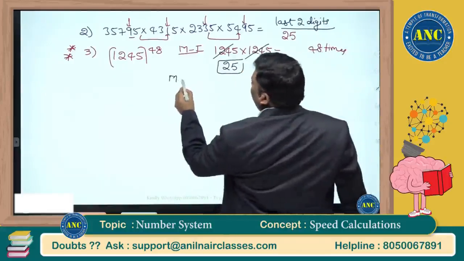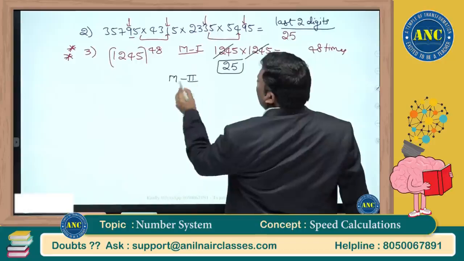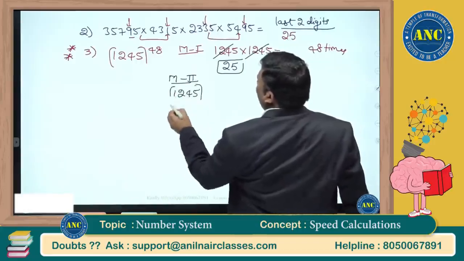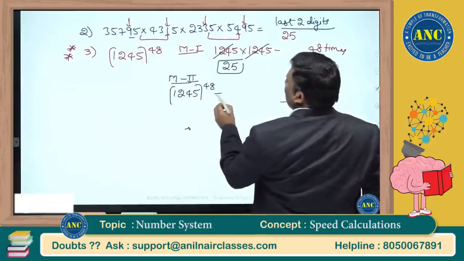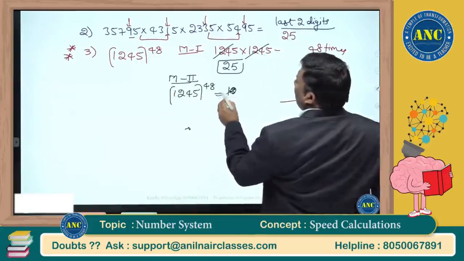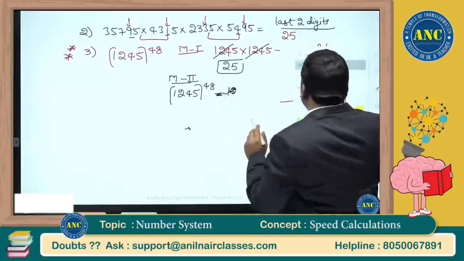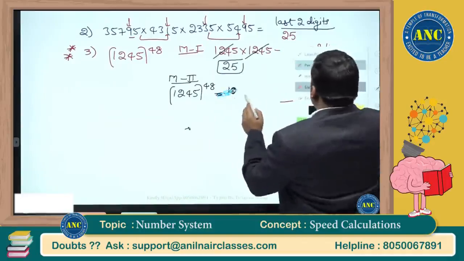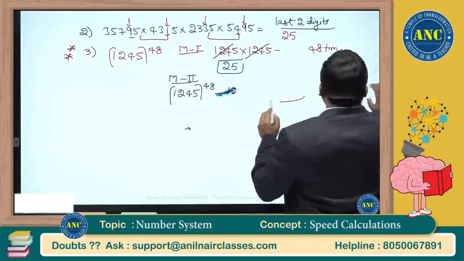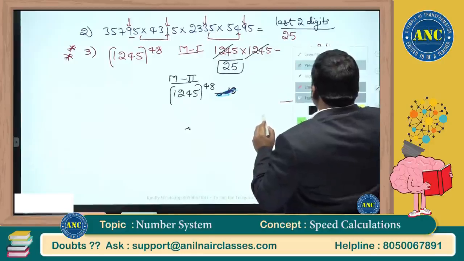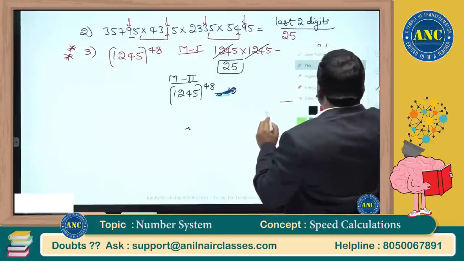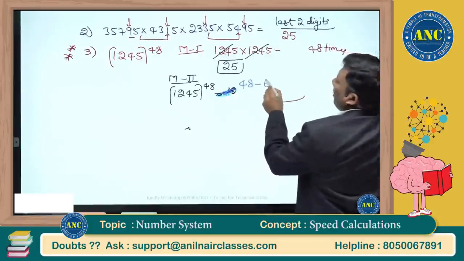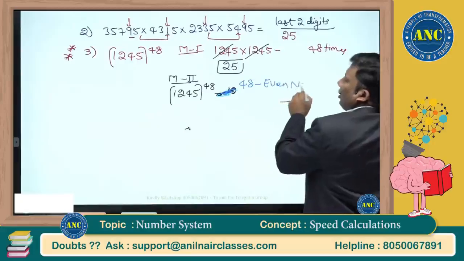Method 2. Just by looking at a question, you can say the answer. 1245 power 48. If you see this question, 48, it is an even number. Are you all with me?